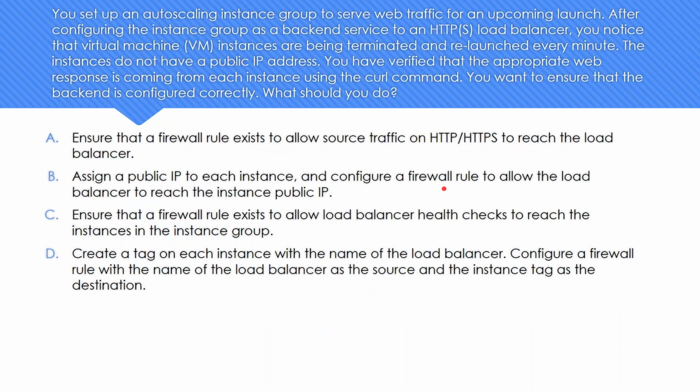Set up an auto scaling instance. There's no highlight of the text, so you have to make sure what is the keyword which is important here. So a mix of that so that you get used to it. You set up an auto scaling instance group to serve web traffic for an upcoming launch. After configuring the instance group as a backend service to your HTTP load balancer, you notice that the virtual machines are being terminated and relaunched every minute.